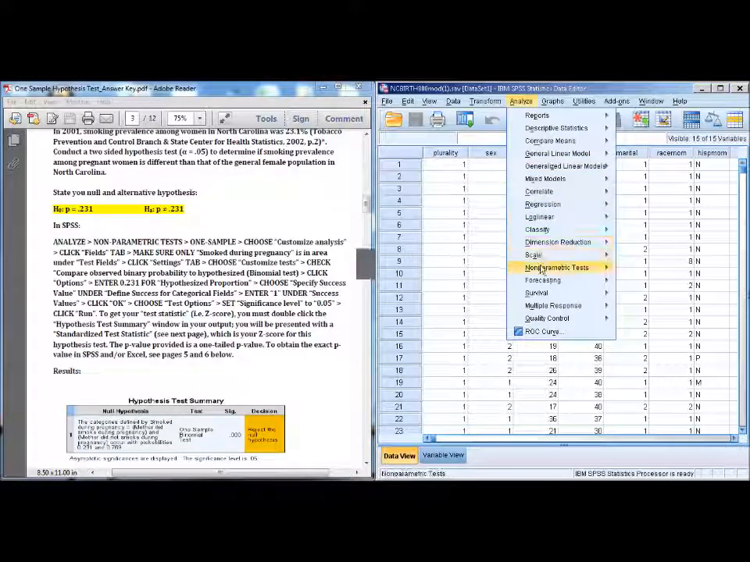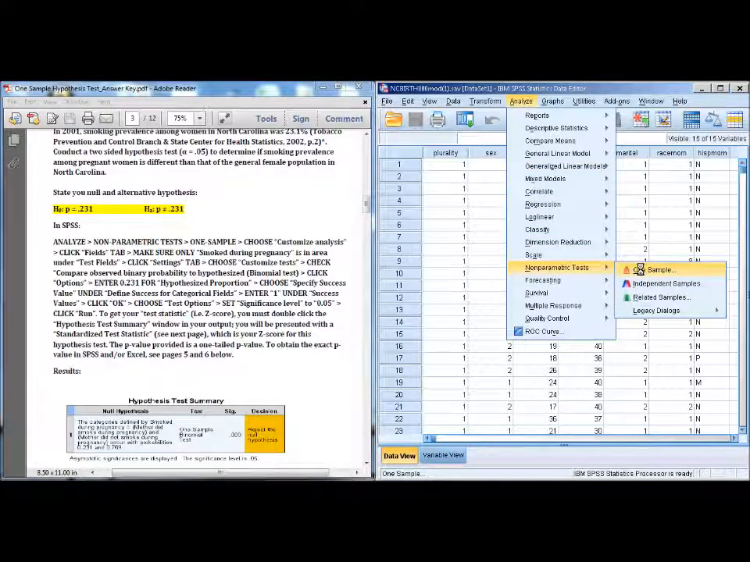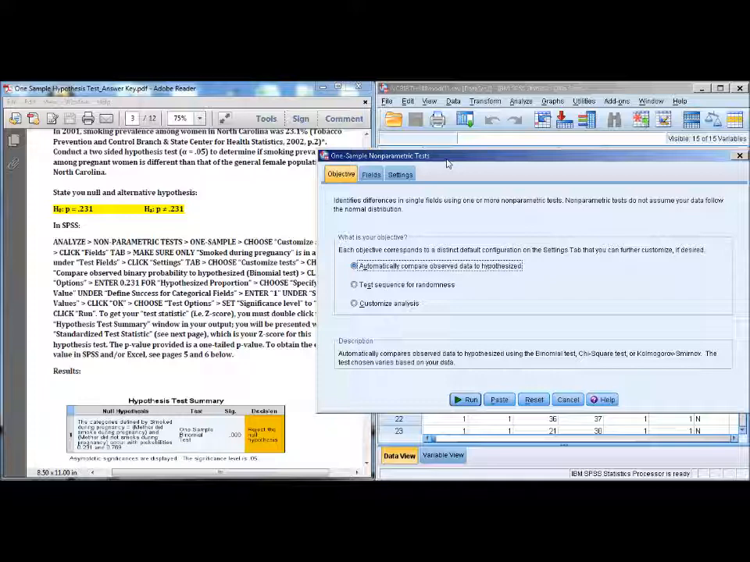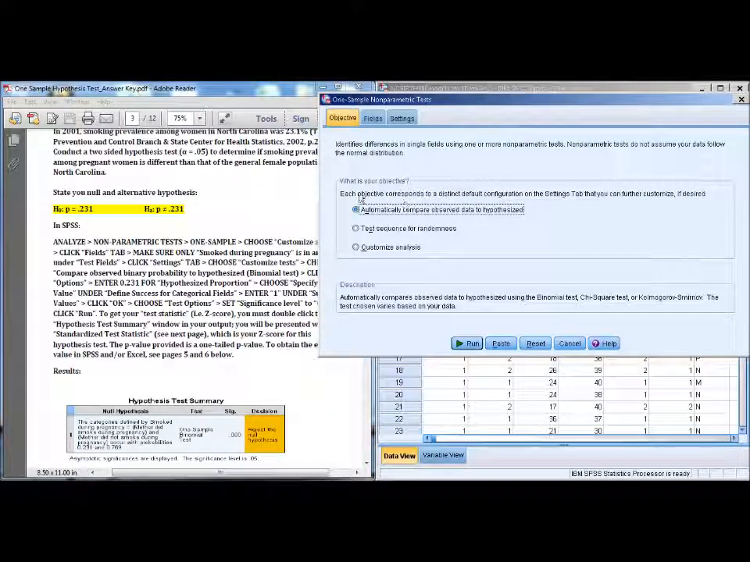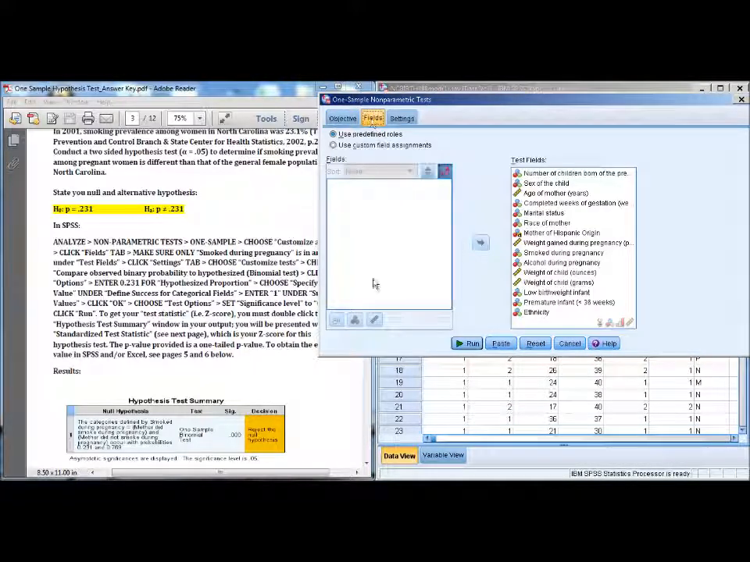We'll go to Non-Parametric Tests, One Sample. Now in our pop-up window we have three options here. What is your objective? We're going to click on Customize Analysis. In the next tab under Fields, we need to move all of these variables over. And the only variable that we move over to test field is the one for which we're conducting the hypothesis test, which is, in this case, smoked during pregnancy.